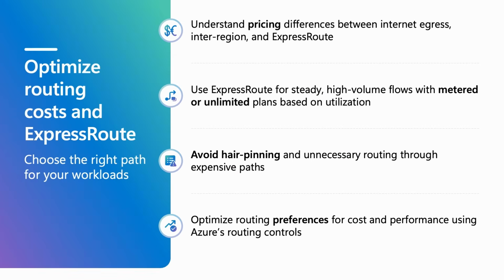Let's talk about how to optimize routing costs in Azure with a special focus on ExpressRoute. Azure networking costs can vary significantly depending on whether you're using internet egress, cross-region, or ExpressRoute. It's important to know which path your data is taking, as each option comes with its own pricing model. For steady, high-volume data flows, ExpressRoute often provides the most predictable and cost-effective solution.